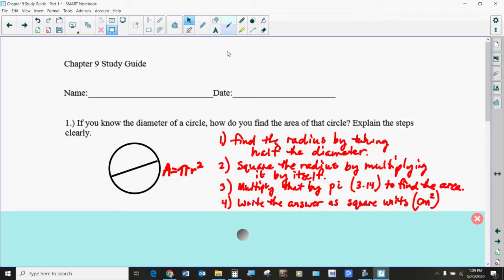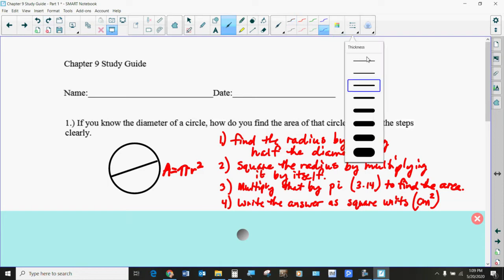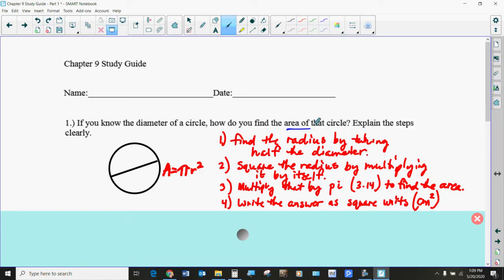Okay, so first off, you got yourself a circle, you got yourself the diameter. Doesn't really matter what the diameter is, but if you're going to find the area of that circle, you need to know what the radius is. And so your first step is to find the radius, because the radius is always equal to whatever the diameter is cut in half. So you're going to have to find half the diameter.